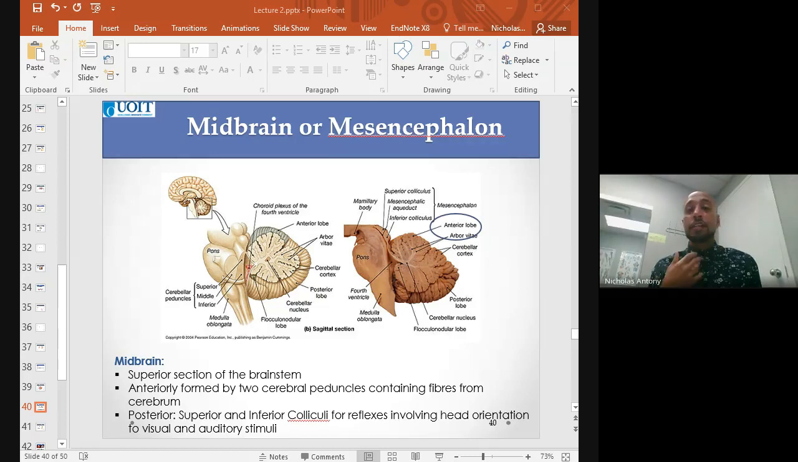And that's not conscious. That's not us voluntarily being like, oh, I heard something, I better look. That just happens. The area of the brain that's responsible for those reflexes is the superior and inferior colliculi. So that's the brainstem. The superior colliculi are for visual, and the inferior colliculi, sorry, are for the auditory stimuli.